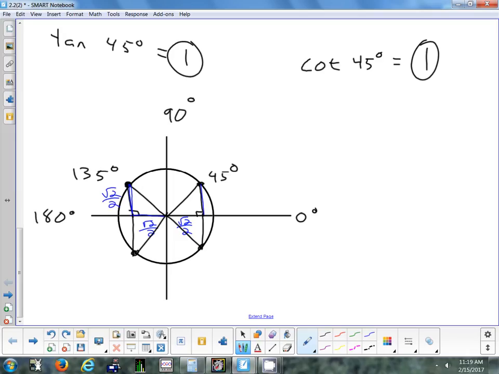Okay, but I wanted to kind of tie that in, and that's more of what we're going to look at tomorrow. Okay, for today, we'll stay in quadrant 1. Any questions on the 45-degree angle? Okay.